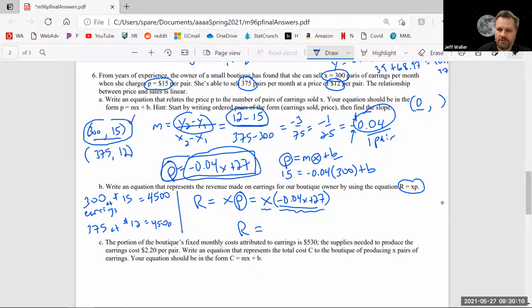Sure, that's right. Distribute. So I would get negative 0.04x times x is x squared, plus 27 times x. What shape would that take on if I graphed it? Down. Right, down forever. I like it. And of course, there would be a sweet spot there. But the reason we can't stop and start finding the vertex right now is because we haven't even brought cost into play. So that's the next part.